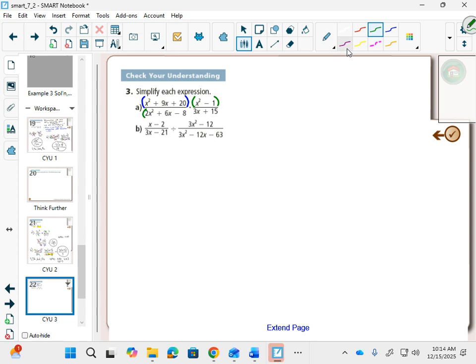Oh, I wanted purple. Switch? No. Purple. There we go. That's grouped together, and this is grouped together.